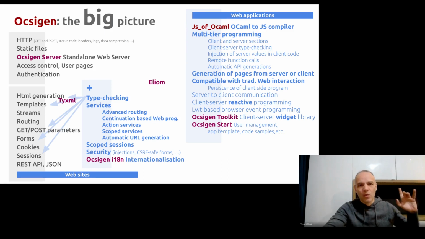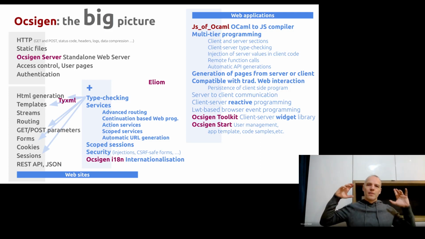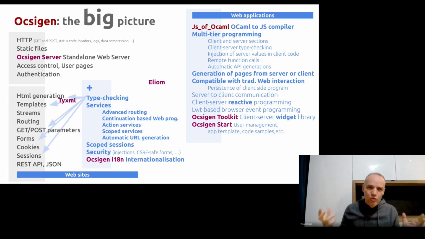But again, we thought we could do much better than that. Now we can use the same language on both sides. Why have to choose between making a website or a single-page app? Why not invent a model that would unify the two?